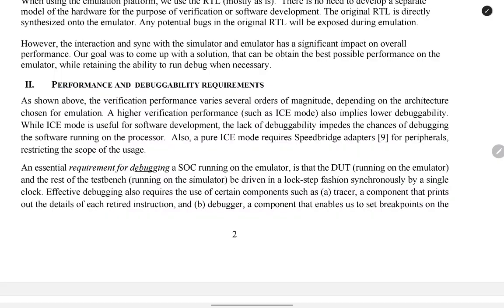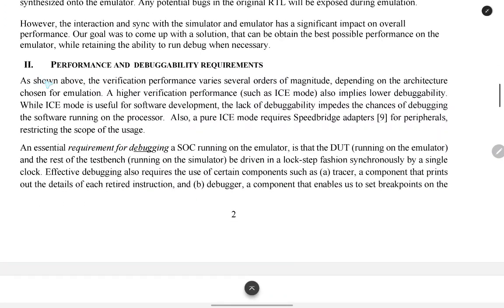Chapter 2. Performance and debuggability requirements. As shown above, the verification performance varies by several orders of magnitude depending on the architecture chosen for emulation. Higher verification performance, such as ICE mode, also implies lower debuggability. While ICE mode is useful for software development, the lack of debuggability impedes the chances of debugging the software running on a processor. Also, a pure ICE mode requires speed bridge adapters for peripherals, restricting the scope of usage.